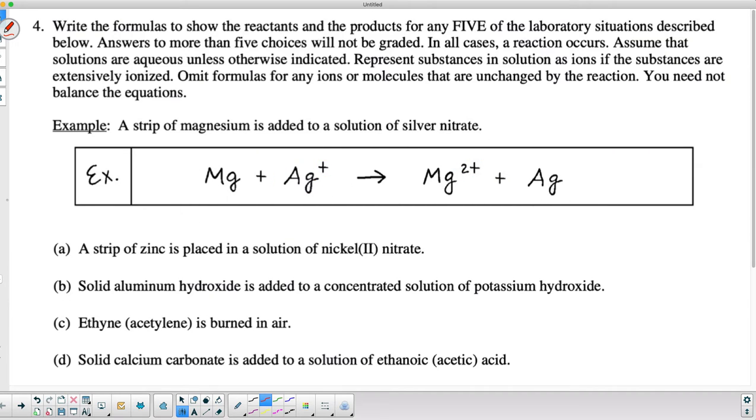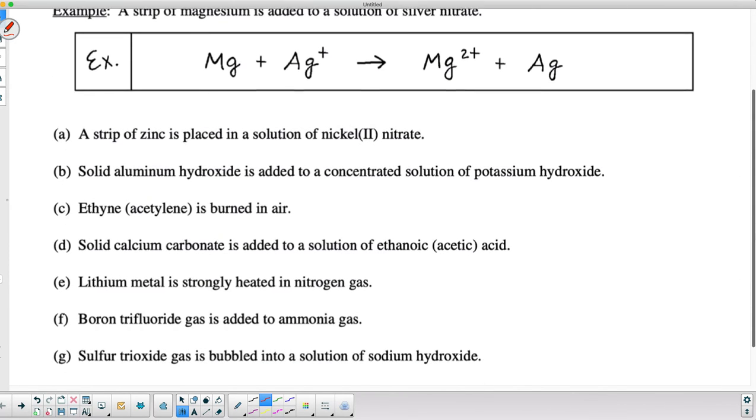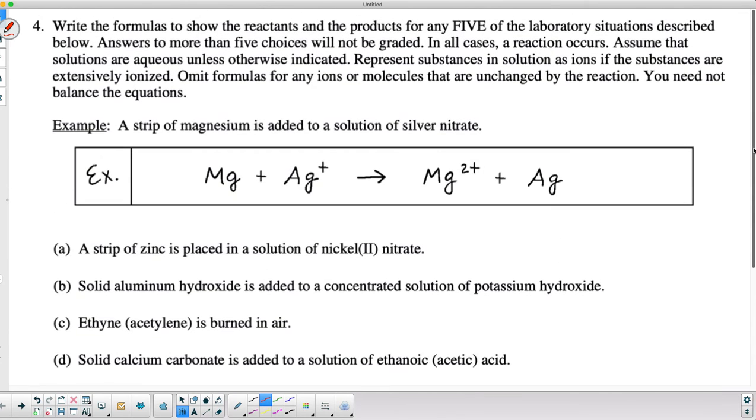Seems like it would be pretty easy, but they want you to focus on how, it says omit formulas for any ions or molecules that are unchanged by the reaction. You need not balance the equation. So a strip of zinc is placed in a solution of nickel 2 nitrate. That's the first one. So what I'm going to do is go through the first 4 here and see if I can explain what's going on. And then we'll go through the next 4 on the next screencast, if I take too long. Otherwise, we'll just jump right into them.